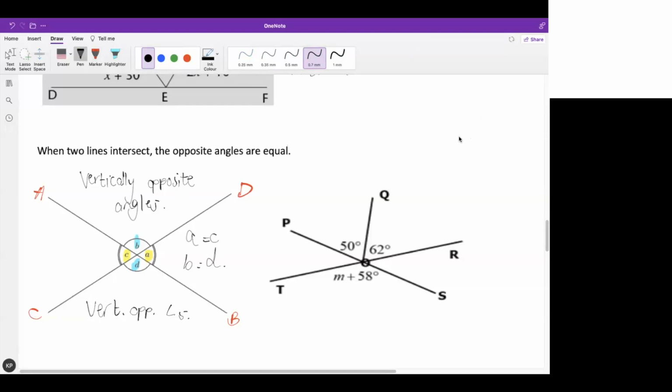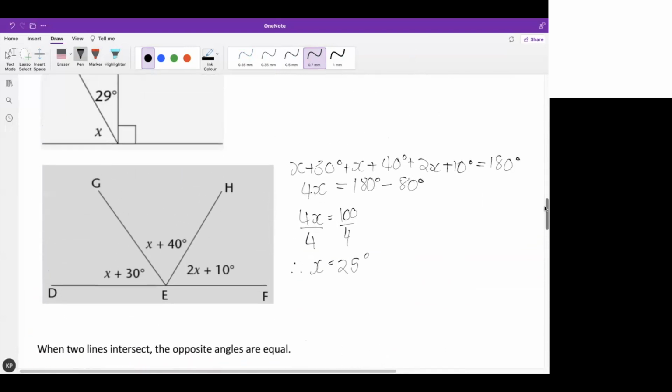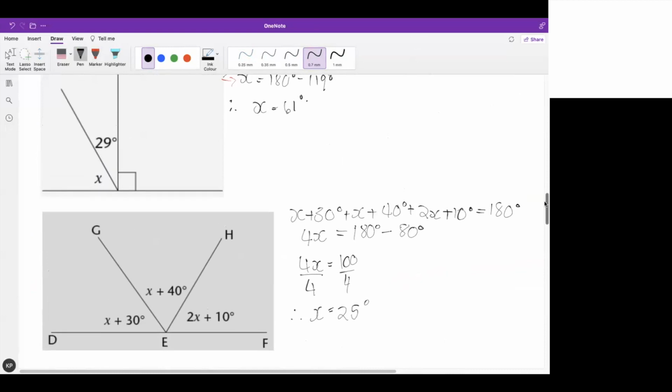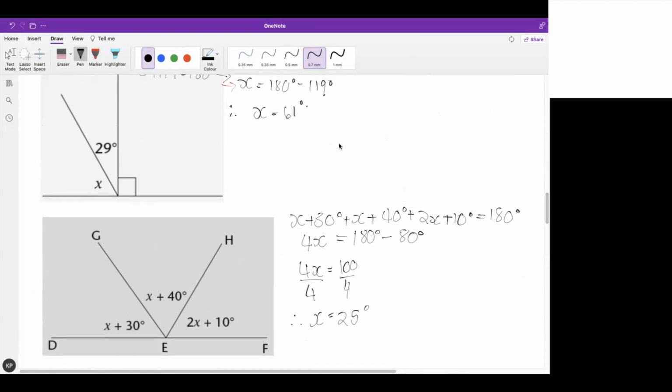Chief's hand is up. I remember Chief had a question. Yes, Chief. Hi, ma'am. Hello. I wanted to ask a question about the previous one, ma'am. This one. Yes. Okay. I wanted to ask, where did you get the 80 degrees? Oh, we added. Remember in the previous step, we had x plus 30 plus x plus 40 plus 2x plus 10. So we added x plus 2x. How much does that give you?